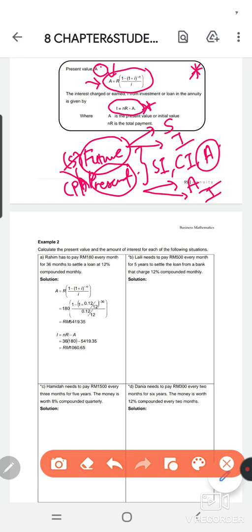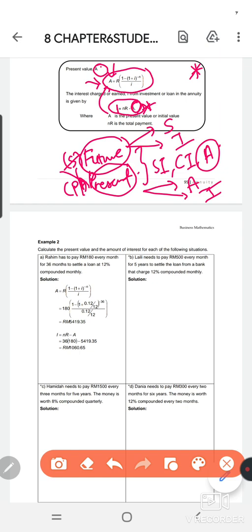So A is the present value or initial value and NR is the total payment. Okay, so kalau nak ingatkan formula ni, just ingatlah, maknanya kalau formula ni I equals to NR minus A, dia ada A kat sini kan. So maknanya formula ni khas mestilah untuk present value sebab dia menggunakan nilai A. Macam tadi dia ada nilai S.